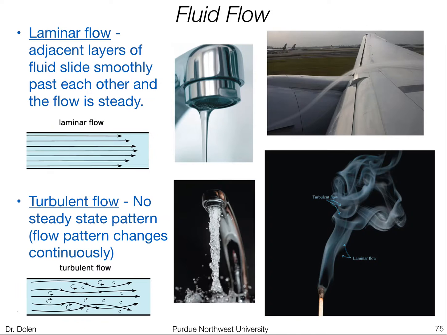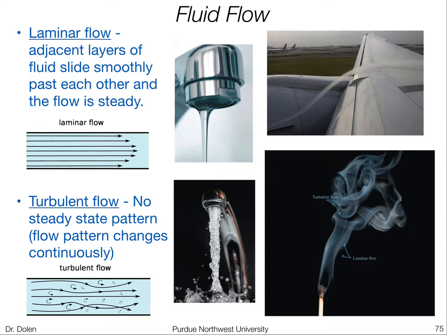So to start our discussion, let's talk a little bit about fluid flow, and we're going to talk about two different types of fluid flow. The first is laminar flow. This is when the adjacent layers of fluid slide smoothly past each other in a steady state. So as a function of time, the flow is very steady. If you look at one single atom or one single molecule in that water in that pipe, that molecule is just flowing in a straight line. Right? That's what we call laminar flow. And so you can see laminar flow coming out of this faucet, and also this very clear laminar flow going over this airplane wing. Okay.